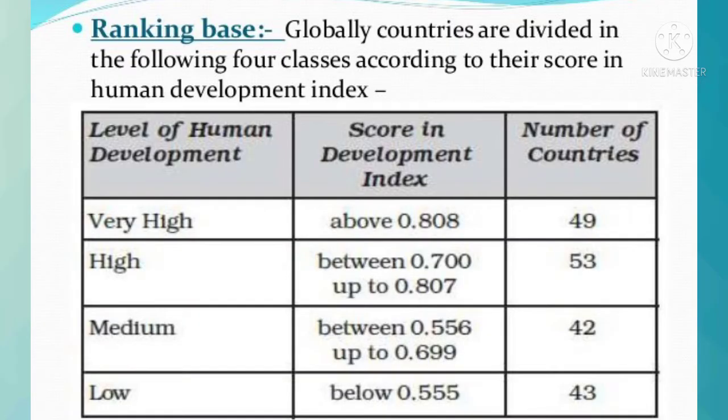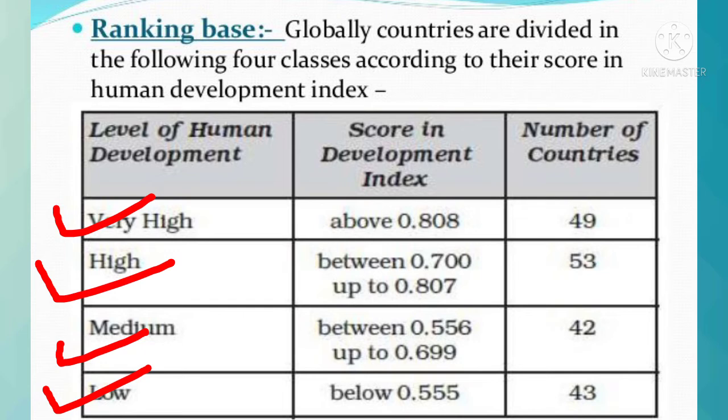Students, just look at that table. This table is sourced from the Human Development Report of 2018. Here, 4 categories are there for the level of human development. These are very high, high, medium and low. And in that, the number of countries is also mentioned, and the score in the development index is also mentioned, which is on a scale of 0 to 1.